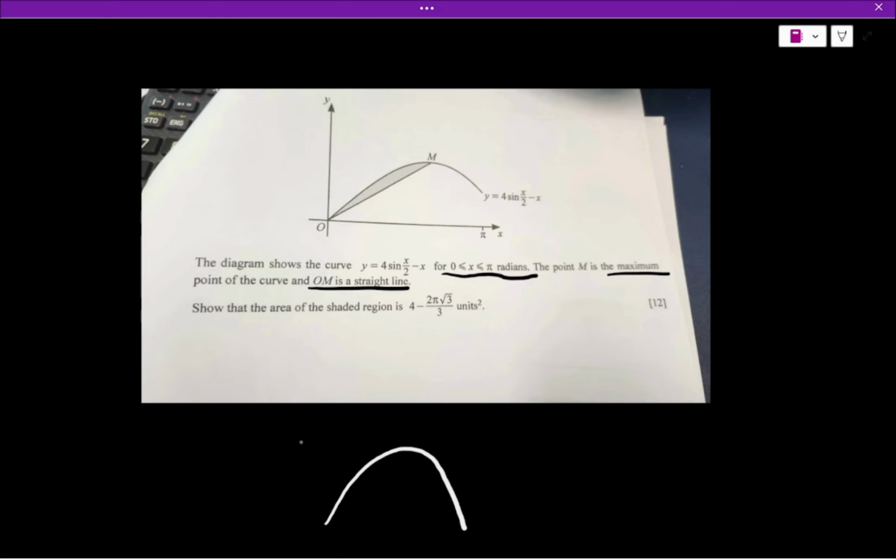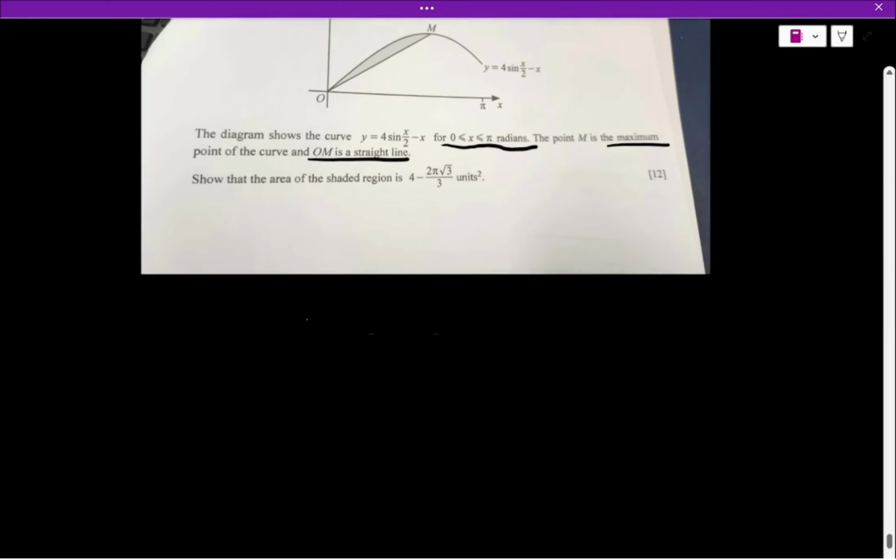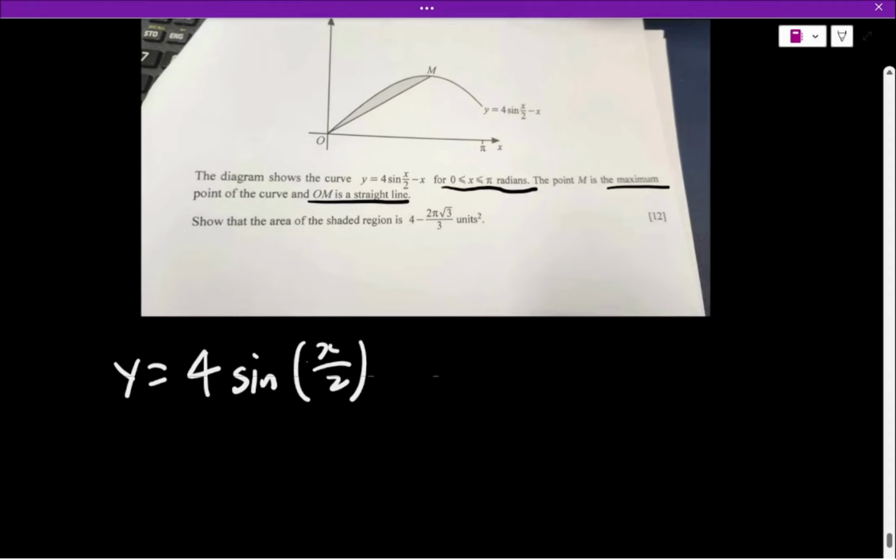To find a maximum point, we have to recall that whenever you have a maximum point, the derivative at that point is equal to 0. So first things first, let's go ahead and find the derivative of the curve. We have y equals 4 sine of x over 2, minus x.